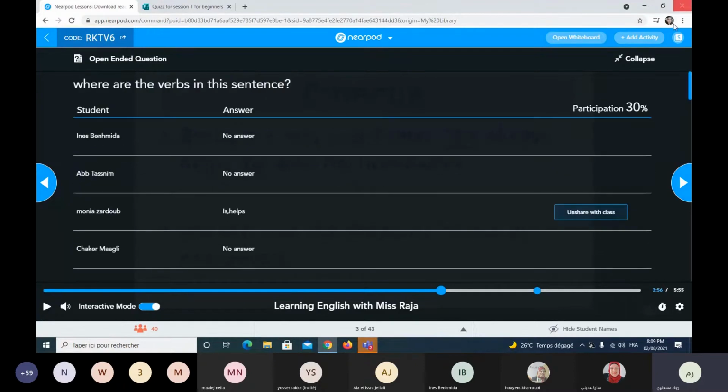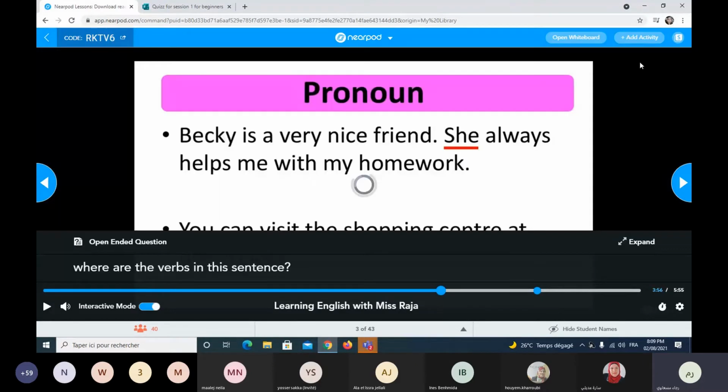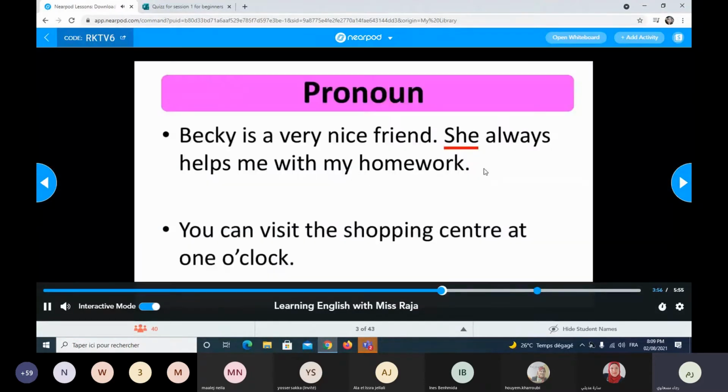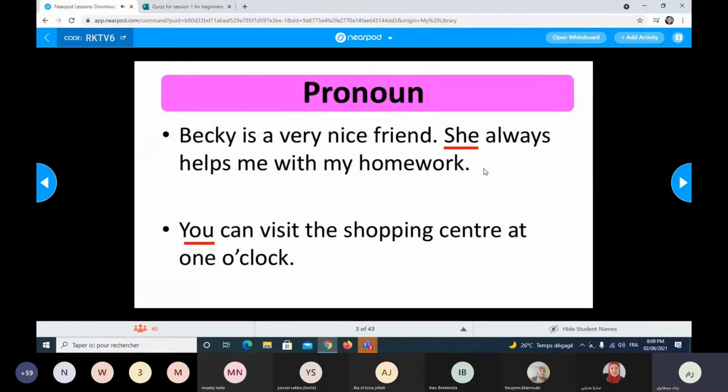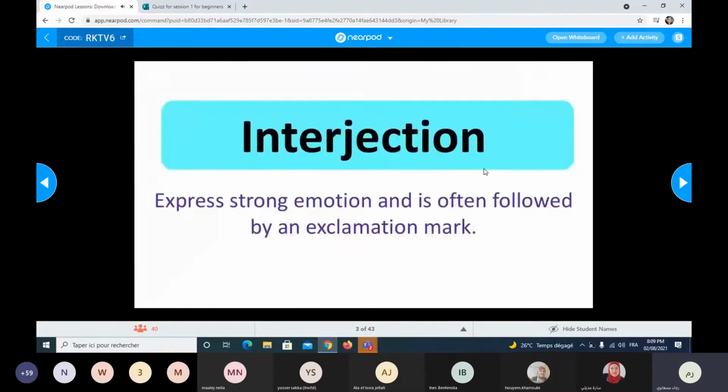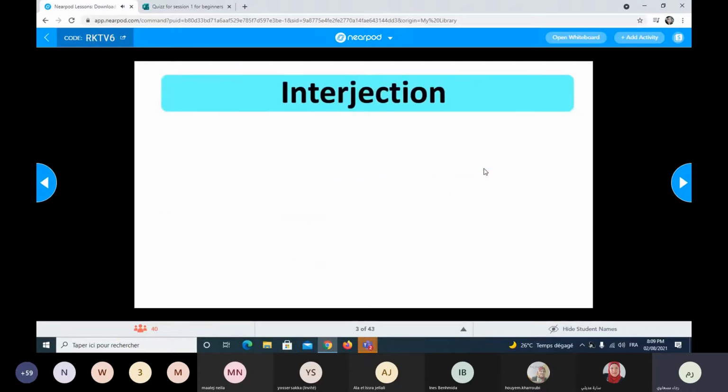At 1 o'clock. The pronoun in this sentence is you. Interjection. An interjection is used to express strong emotion and is often followed by an exclamation mark. For example, wow or oh. Wow, the view is amazing. The interjection in this sentence is wow. Hey, I haven't seen you in a long time. The interjection in this sentence is hey.